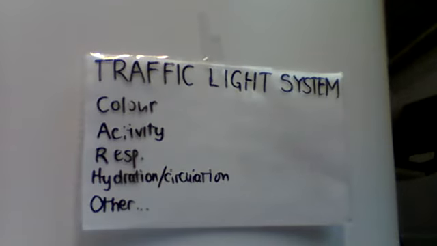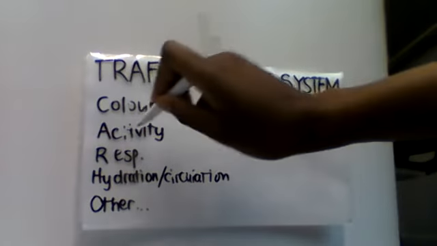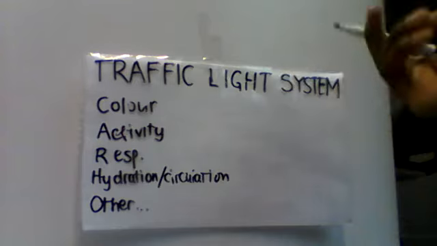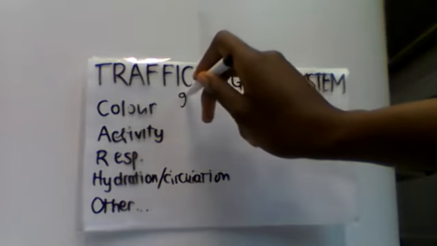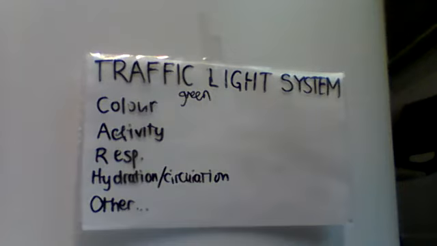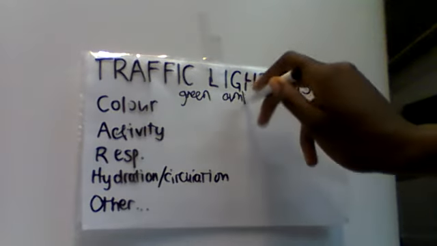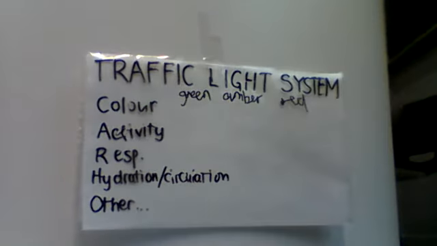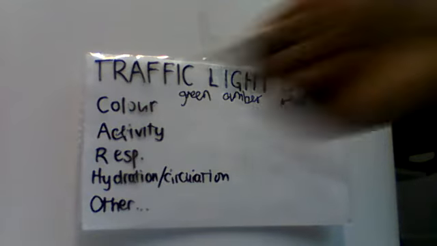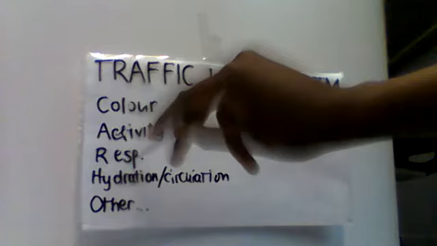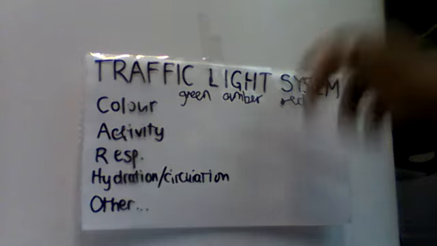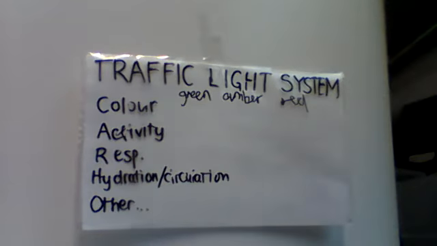So we have a traffic light system in order to determine how fast you need to respond to a fever and how serious it is. The traffic light system essentially is green for a manageable course of fever, nothing to worry about. Amber, you're in the intermediate stages where you are quite concerned, and red, you must act immediately. The various categories under the traffic light system are color, activity, respiration, hydration slash circulation status, and other. So I'm just going to discuss when you would really, really be worried in the case of a fever.